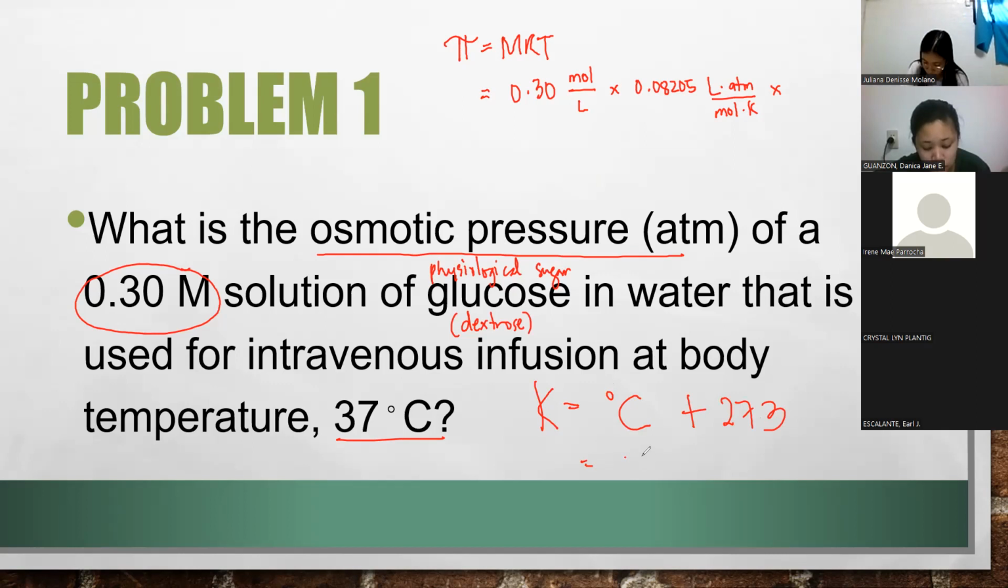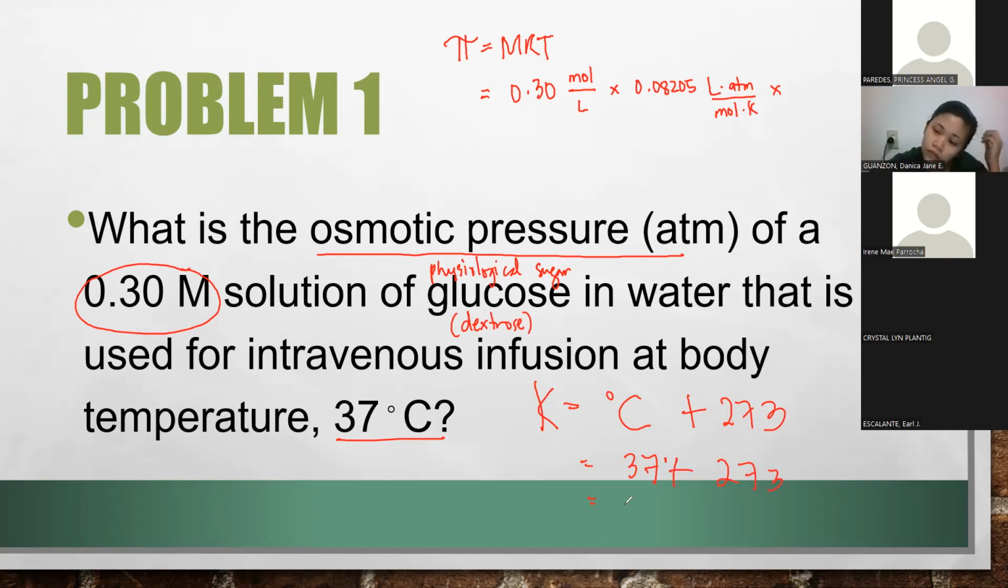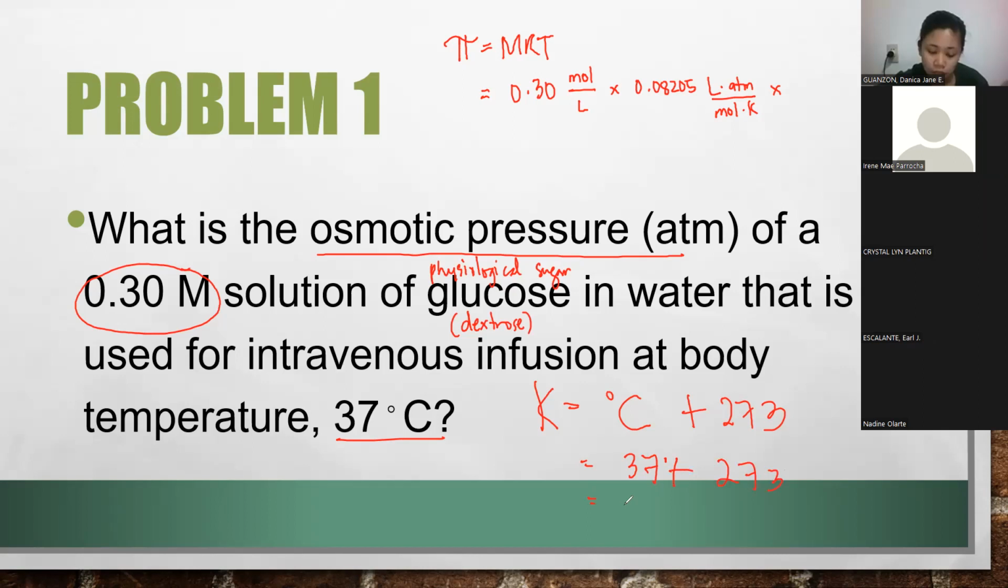Okay, so this is 37 plus 273. Ilan na? Siyempre, mag-calculate ta. May trust issues ka sa mental math. 37 plus 273 is 310 Kelvin. Let me check. Yeah, that's 310. So this is 310 Kelvin here.